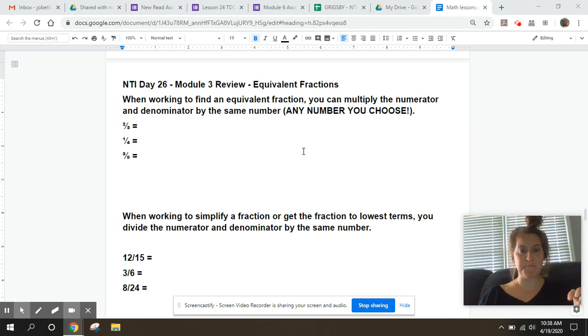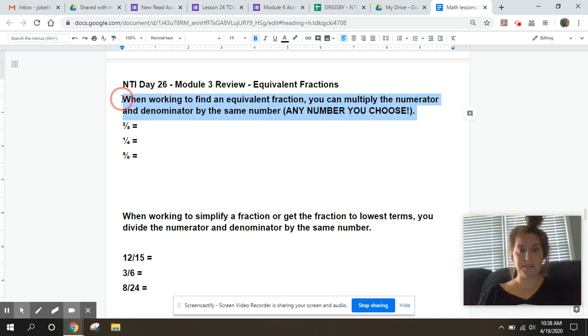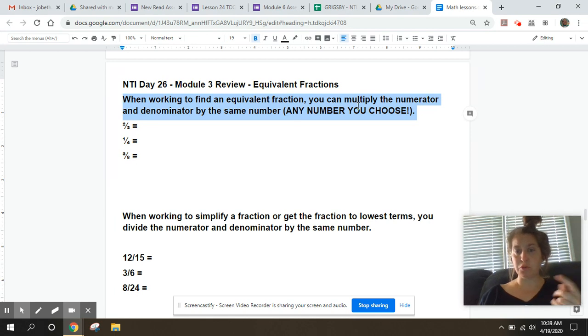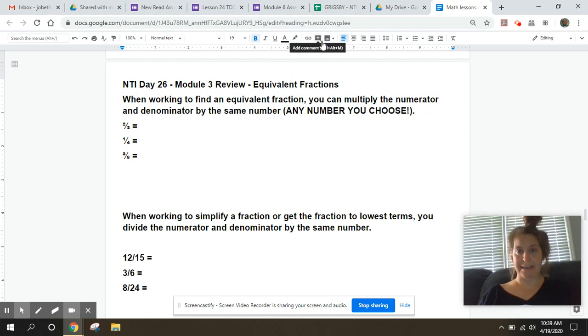You can do this. First, we're going to start with when working to find an equivalent fraction. I'm reading this right here. When you're working to find an equivalent fraction, you can multiply the numerator and denominator by the same number, okay? And you could really pick any number that you want. Sometimes it'll have to be specific when you're adding and subtracting and trying to get a common denominator, but you're not quite there yet. That'll be tomorrow's lesson.